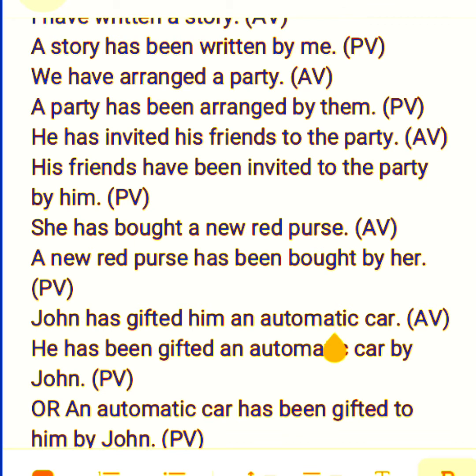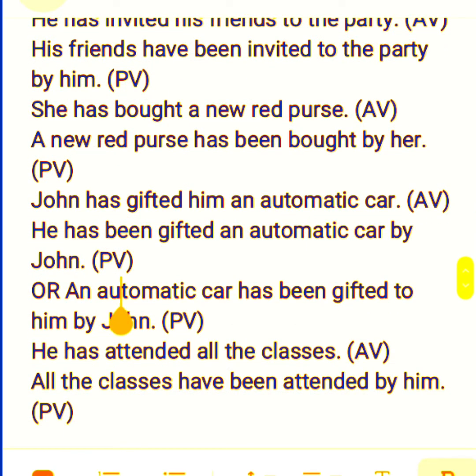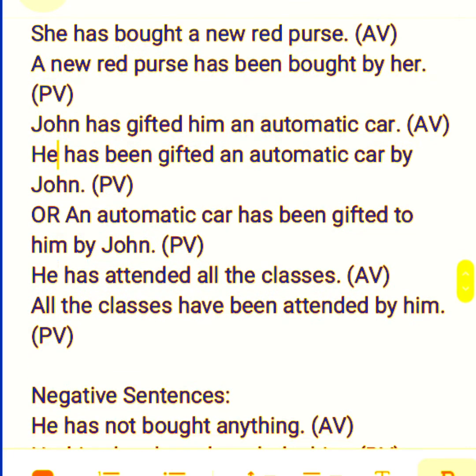Suppose here we have two options, whether we start the sentence of passive voice by this indirect object or by direct object. So in the first place, we have started the sentence by indirect object. He has been gifted an automatic car by John. Then this is direct object. An automatic car has been gifted to him by John. So here we have used to because we started the sentence with the direct object. In the first one, we started this sentence with indirect object. There is no to anywhere in this sentence.